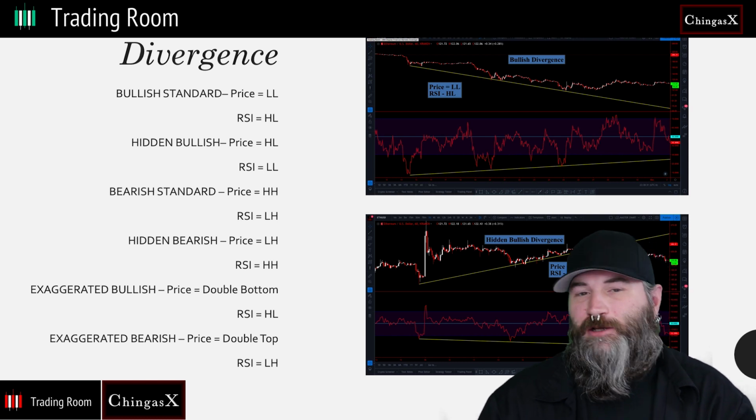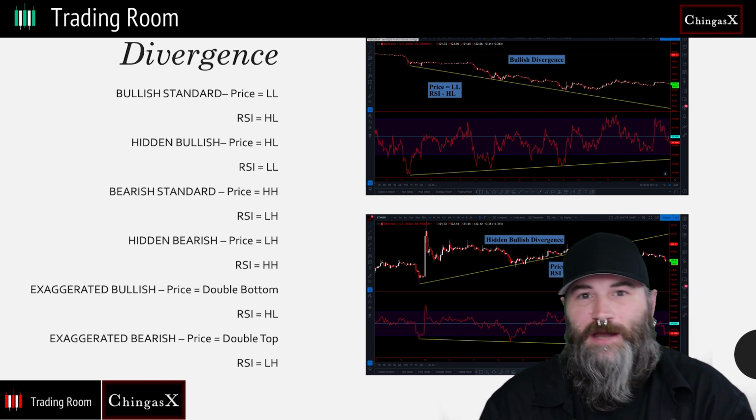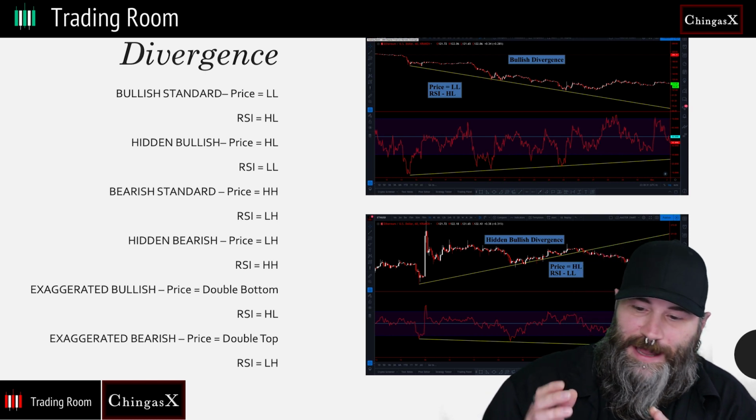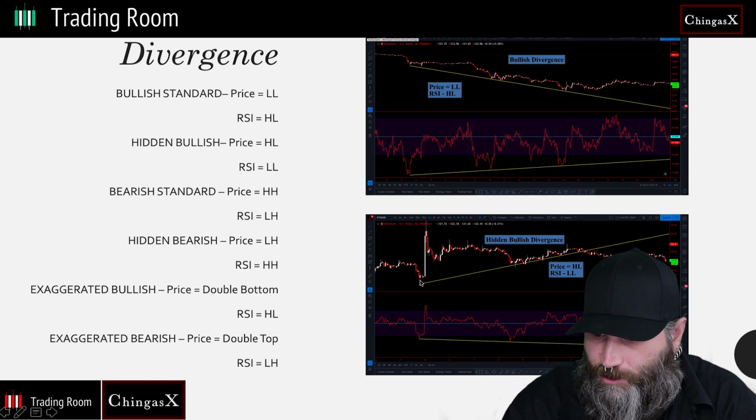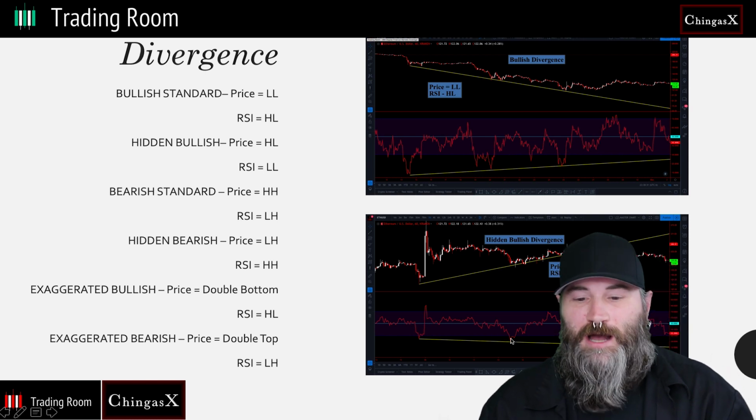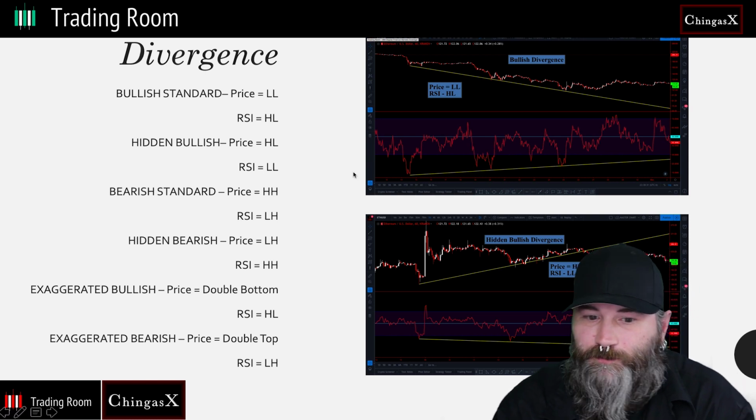So is price making a lower low and my RSI is making a higher low? That would be a divergence. Now, vice versa would be hidden bullish divergence, which you'll see over here, you'll have a low and a higher low, but you're making a lower low and a lower low on RSI. That's your hidden bullish. Two things to remember here.